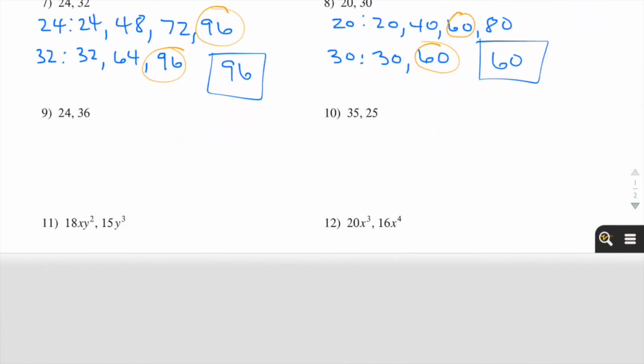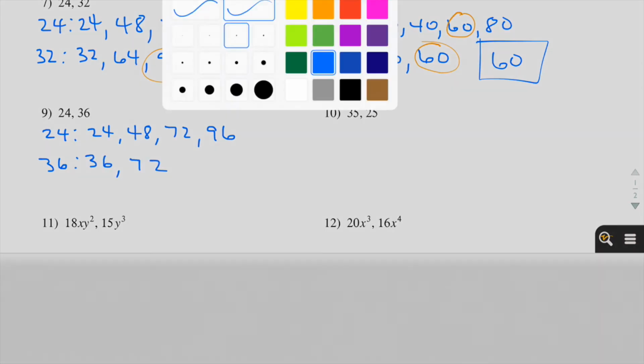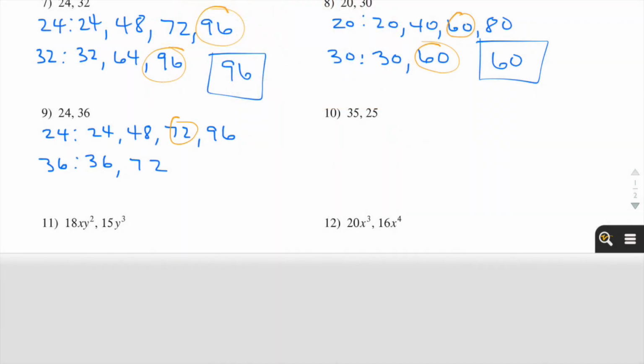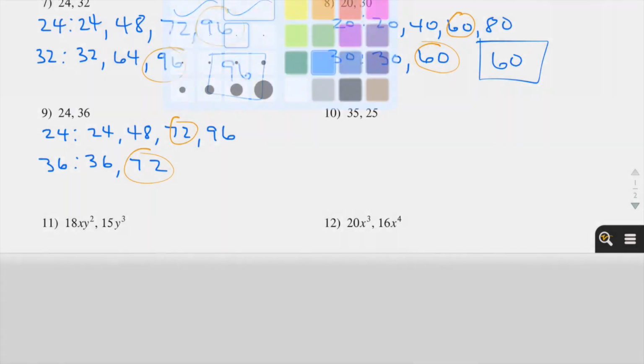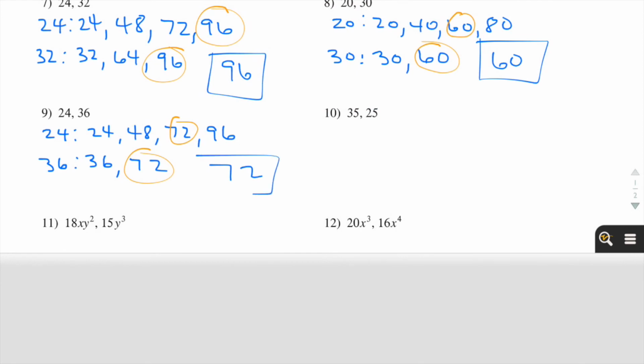Number 9, 24 and 36. So let's go ahead and do the 24, and we can use what we did in number 7 to help us out. So we do 24, 48, 72, 96. Now let's look at 36. We do 36. 36 times 2 gives us 72, and we can stop there because we have 72 for both. So 72 is our final answer for number 9.